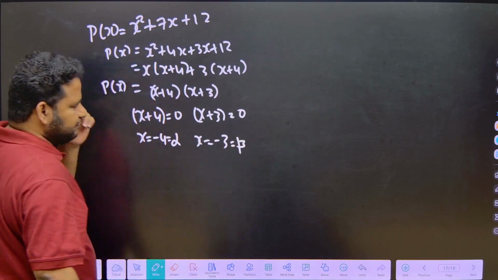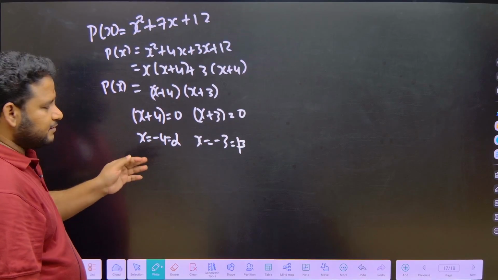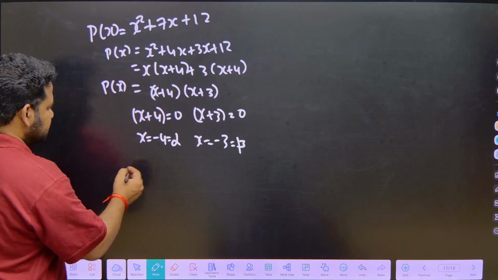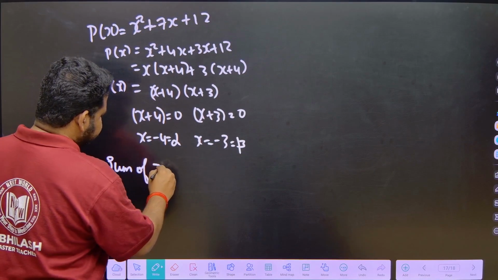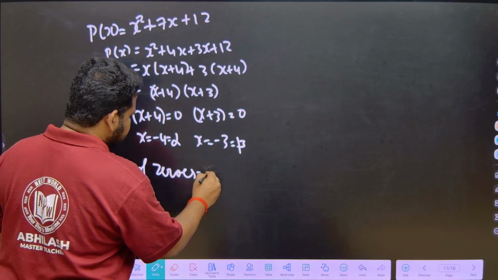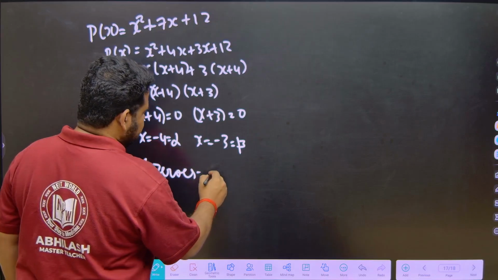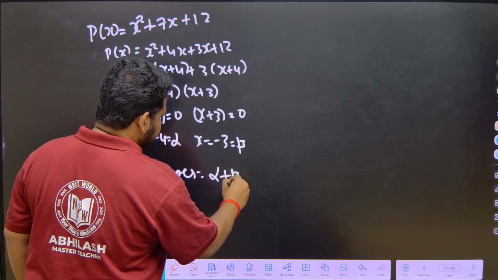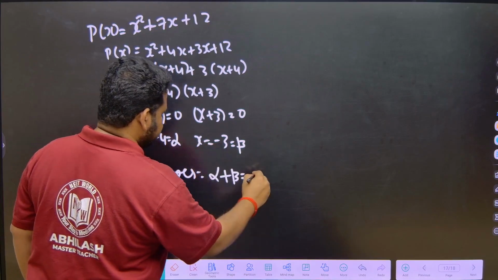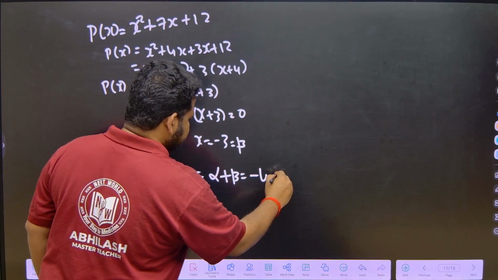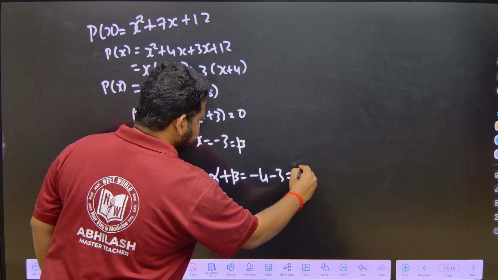Now, what do we have to find? We have to find the sum of the zeros. Sum of zeros is nothing but alpha plus beta. Alpha plus beta is equal to what? Minus 4 plus minus 3, that is minus 7. I will get minus 7.